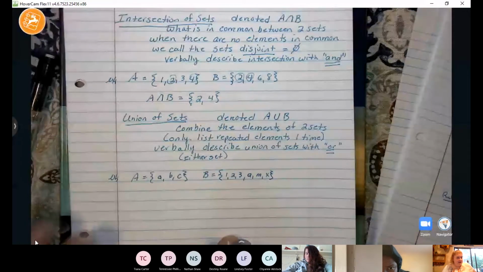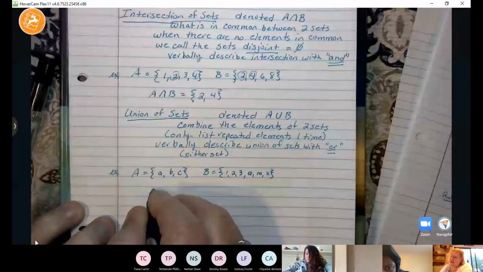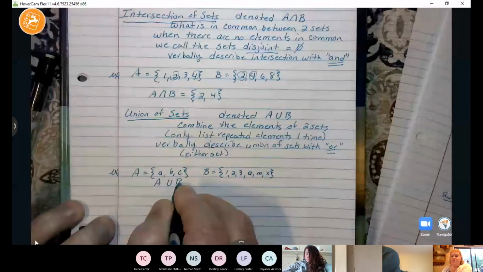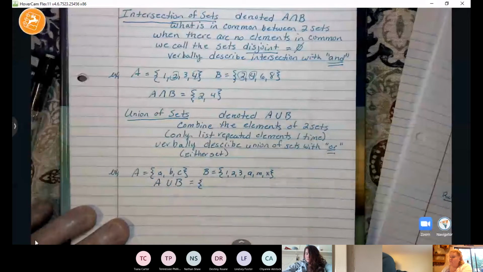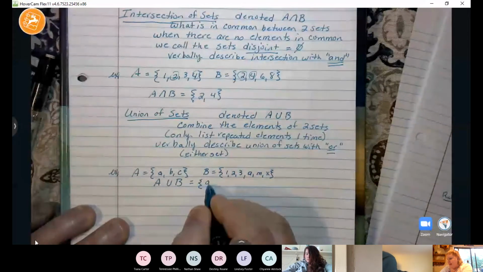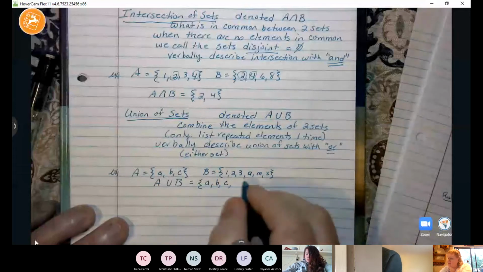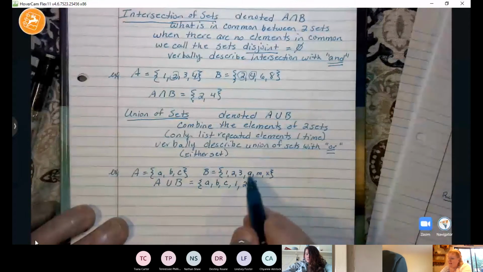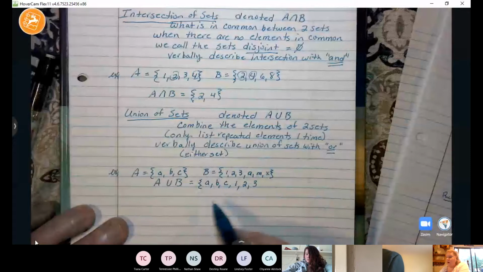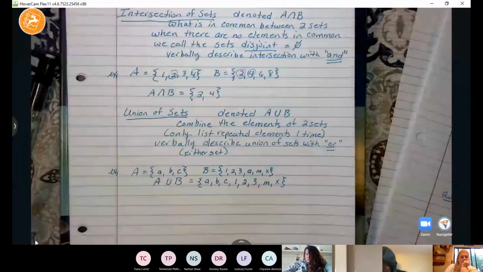So we have set A and we have set B. And we want to find A union B. So we can take all the elements of A and then add all the elements of B. But as we're adding B, we had an element that repeated, so we don't add it twice. And that is the union of our sets.